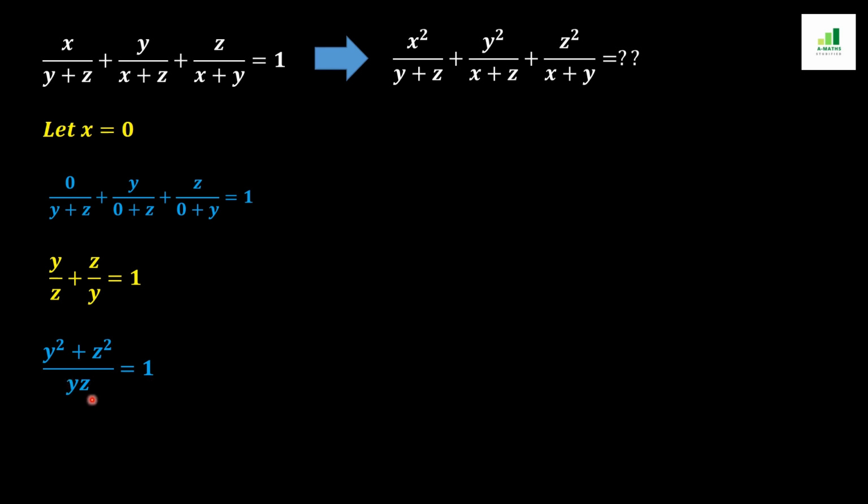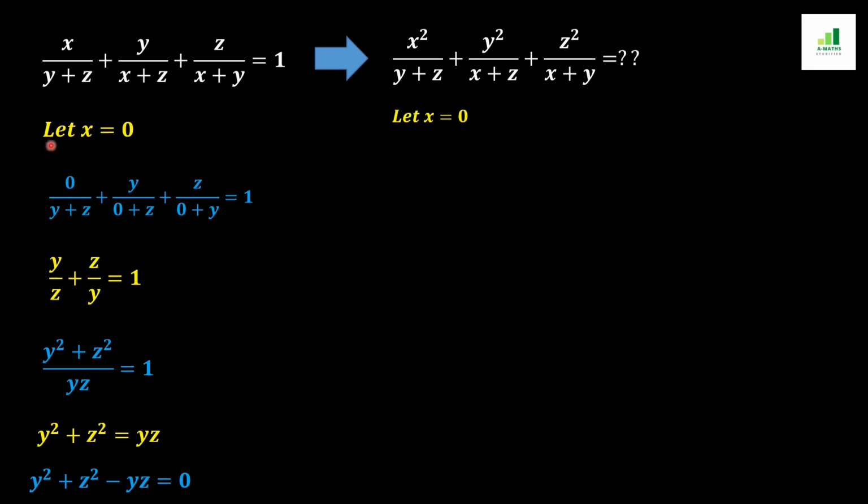In the next step, this yz moves to the other side of the equation and multiplies with this 1. As a result, we get y into z, and y square plus z square remains the same. Now this yz goes to the other side of the equation, and we get y square plus z square minus yz on the left side of the equation, equal to 0 on the right side.